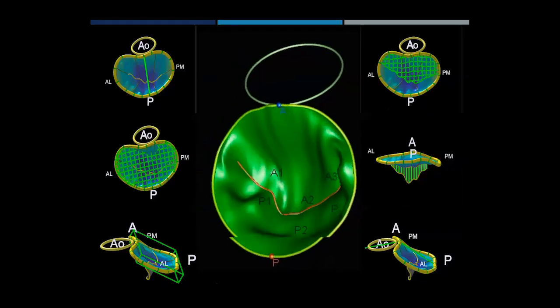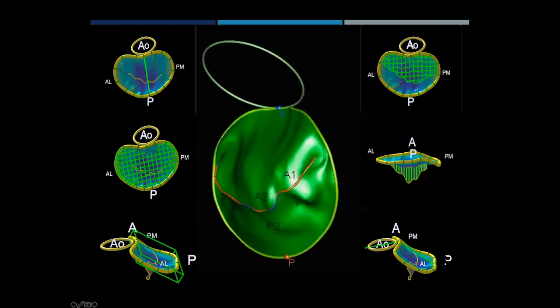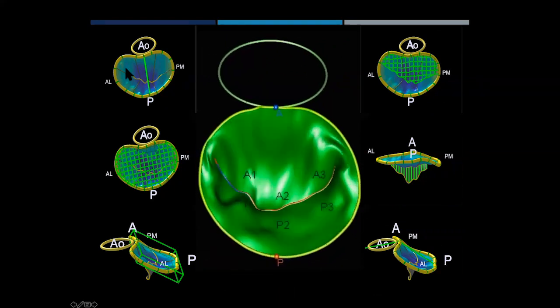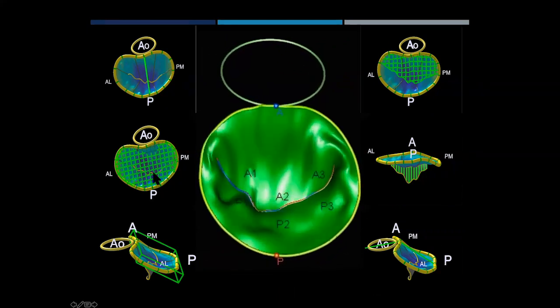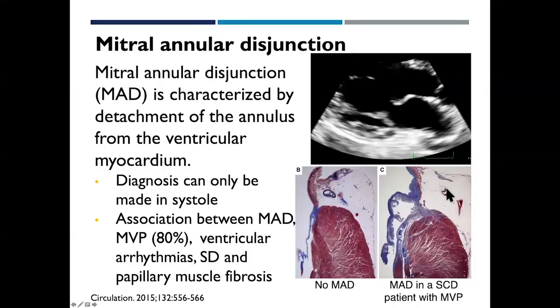This is just to show you the different measurements that we can now make with 3D echocardiography, but we do not know exactly how to use these in clinical practice yet. You can obtain diameters, volume of prolapse, annulus height, coaptation length, and so forth.